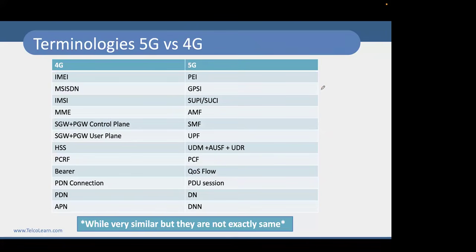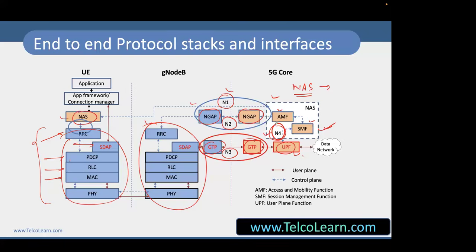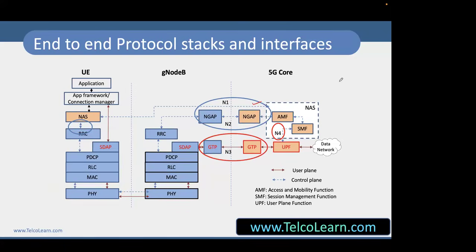If you look at the protocol architecture, you will see that all the NGAP communication is carried over SCTP, and all the GTP-U communication is carried over UDP. So all these communications happen either over SCTP or over UDP.